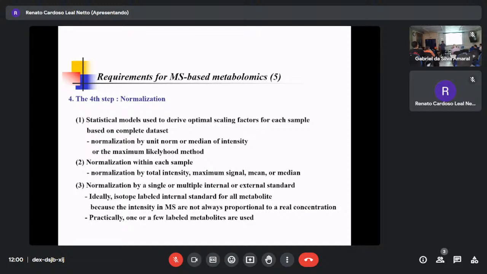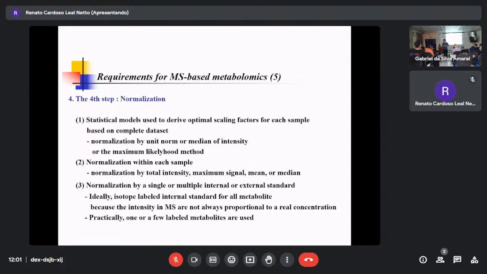This is a problem. To solve this, instead of internal standard, I sum up all the signal, and then each signal is divided by the total intensity. Then we work with this. That's the total intensity. Do you understand? So that's why we use normalization, to make the sample variation comparable.